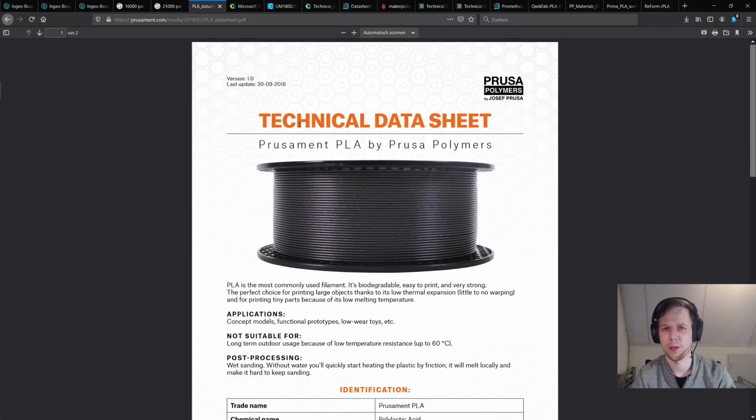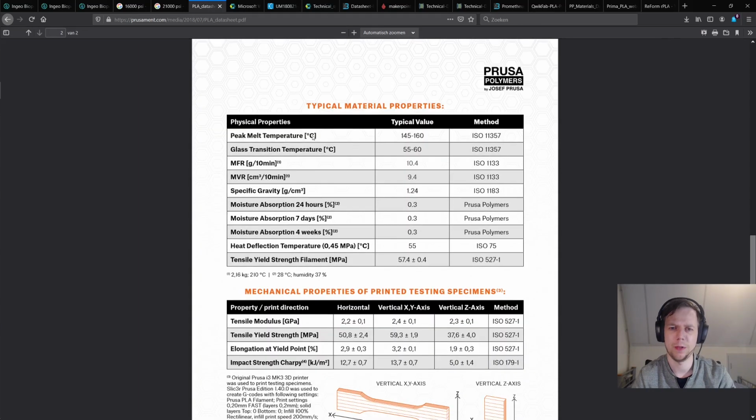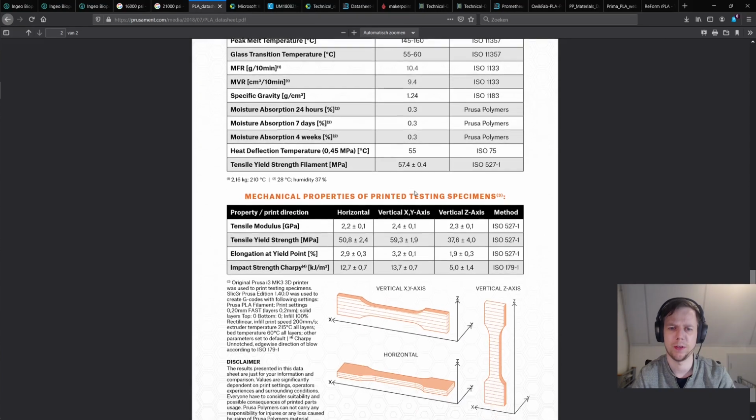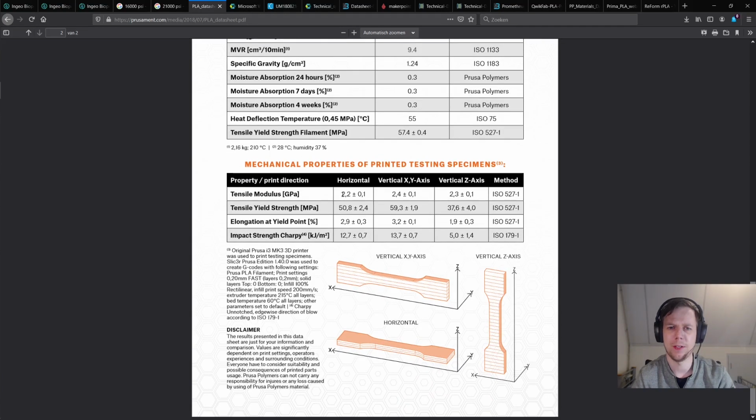Let's now take a look at some of these filament data sheets. We start here with the Prusament PLA by Prusa Polymers. And if we scroll down here, we get a table with some of the values that they measured. And down here, we have the mechanical properties of printed specimens. So that's good. And here we get a tensile yield strength of about this 50 to 60 megapascal ballpark that we saw before for the monofilament datasheet.